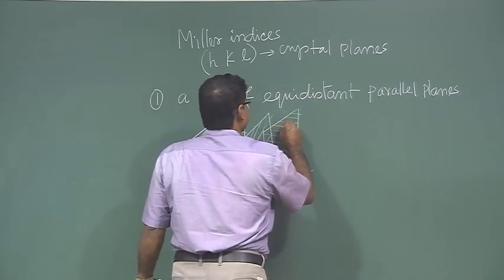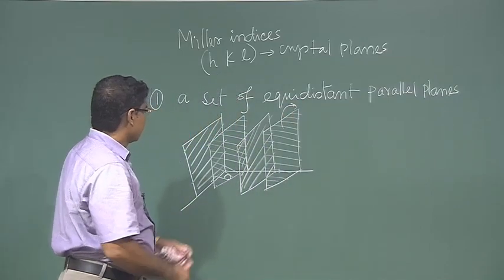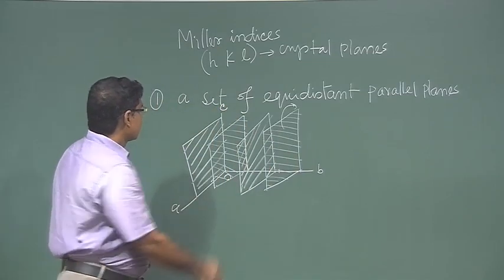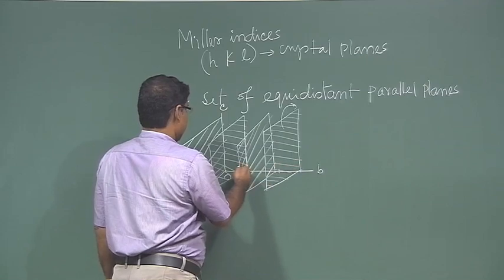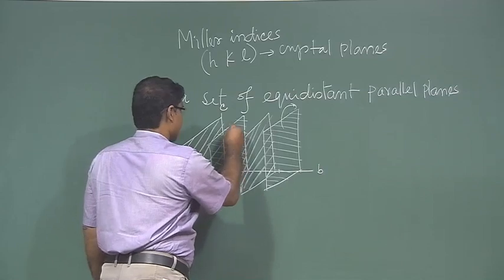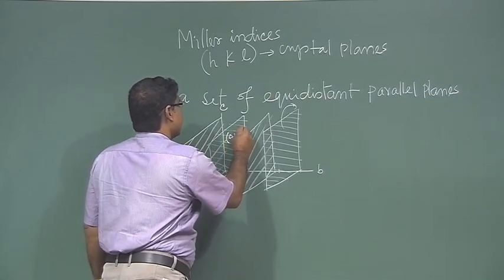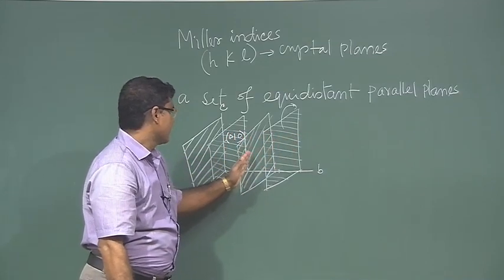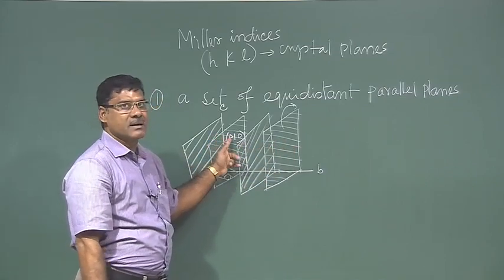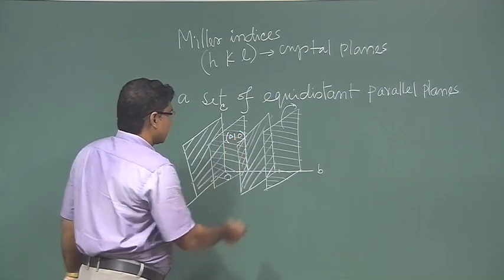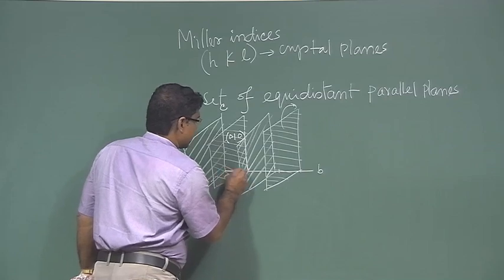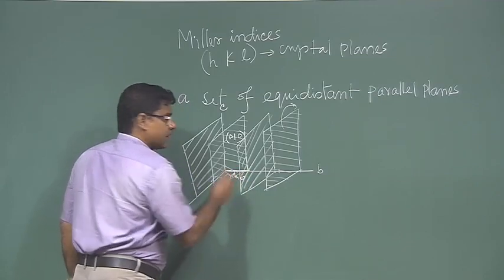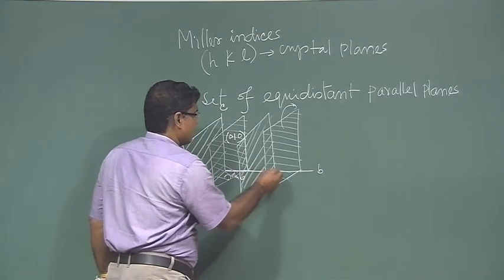So if this plane is represented by, say, which plane will it be? You can see if this is the a axis, this is the b axis and this is the c axis. So this plane cuts the b axis but is parallel to the a and c axes. So it will be the 0 1 0 plane. So the h k l value is 0 1 0, and all these equidistant parallel planes will be represented by this Miller indices 0 1 0. Now that equidistance is d h k l, this is the distance, right.